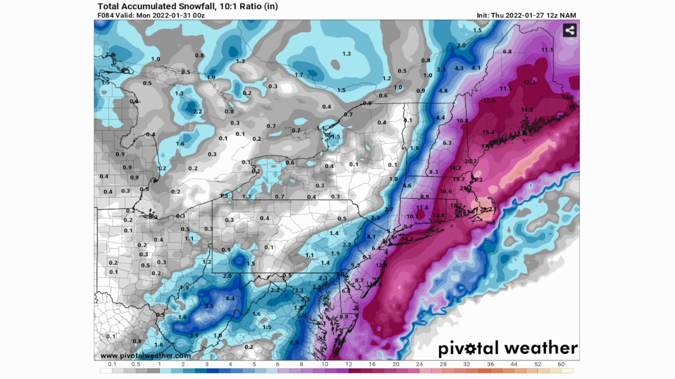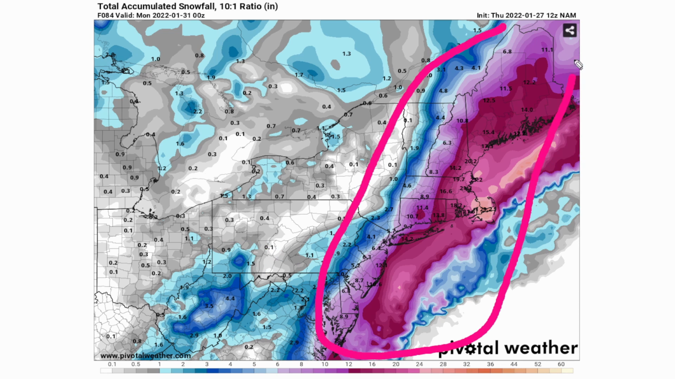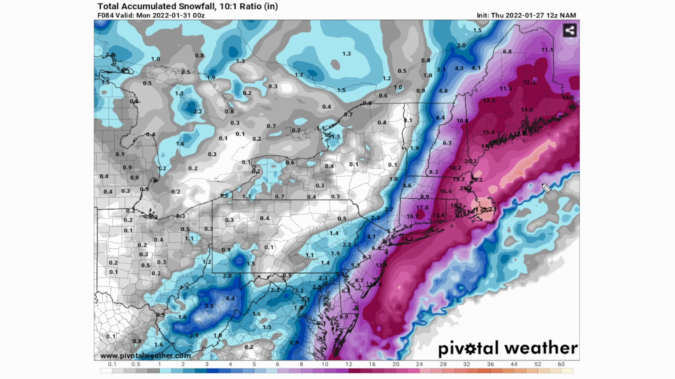Here's the NAM model. As you can see, it's not much of a difference here. Maybe some more snowfall amounts in the Mid-Atlantic, but really not much of a difference with these areas. So again, in those magenta areas, that's where you could see upwards of 15 to 20 inches of snowfall. Pink areas, you're going to see upwards of 8 to 10 inches of snowfall. And in those blue areas, that's where we're going to see 4 inches or less. So definitely, again, stay tuned for updates.